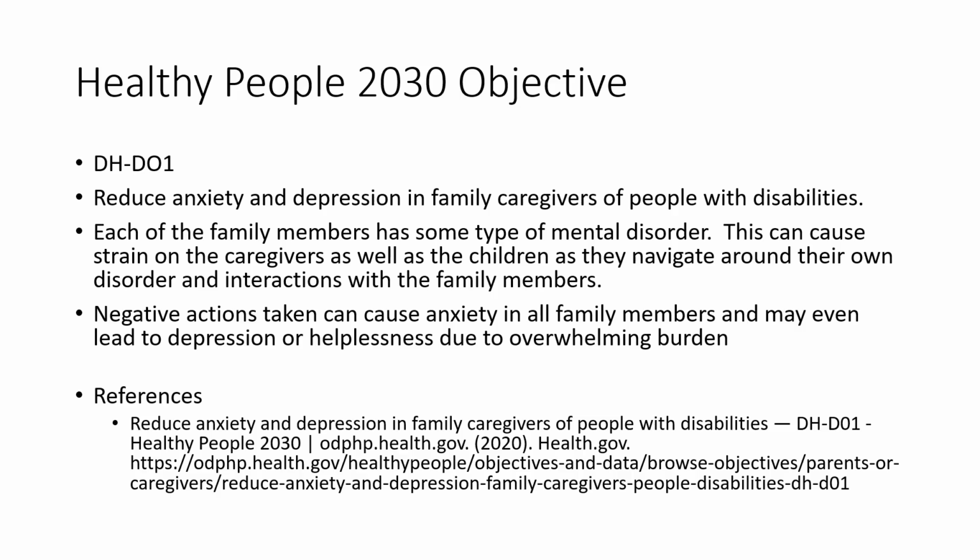Each family member has some type of mental disorder. Of course, this is causing a strain on the caregivers as well as the children as they navigate around their disorder and interactions with the family members. Negative actions taken can cause anxiety in all family members and may even lead to depression or helplessness due to overwhelming burden. And this, of course, comes from Healthy People 2030, which is a government website that lists goals for 2030.